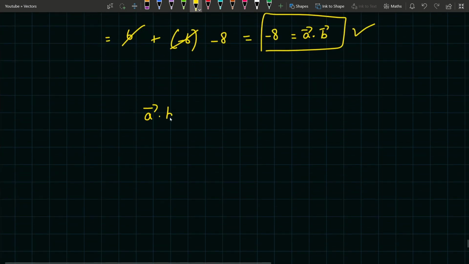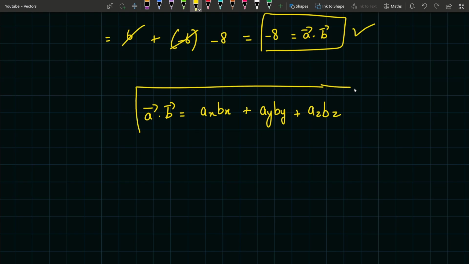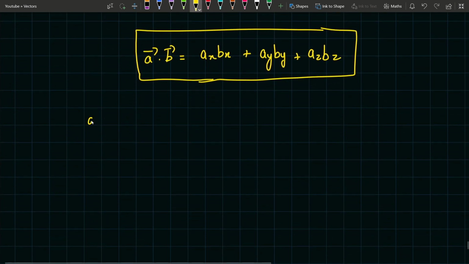So the A dot B can be written as AX into BX, that is the X component of A into X component of B, plus AY into BY plus AZ into BZ. That's all. So if you just do this, you can do the dot product. Another example, we'll do a quick example. A vector equals to K cap, B vector equals to minus 2 I cap plus 3 J cap minus 4 K cap.